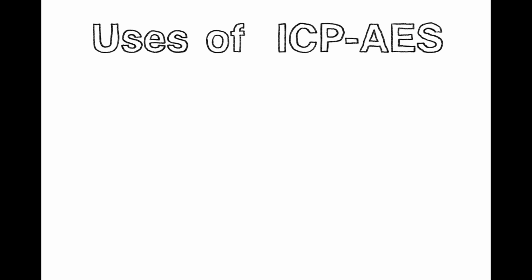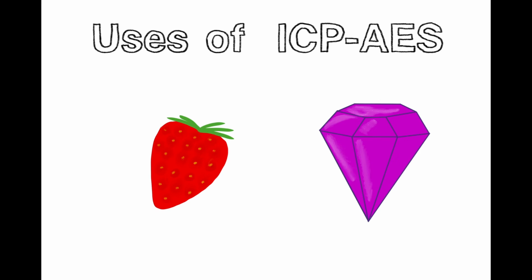The ICP-AES has many uses in a variety of industries. It is widely used in food quality control and mineral processing due to its ability to detect concentrations of elements even if they are as low as a few parts per million.